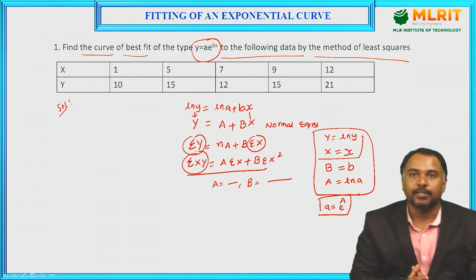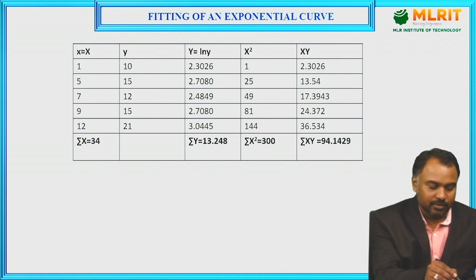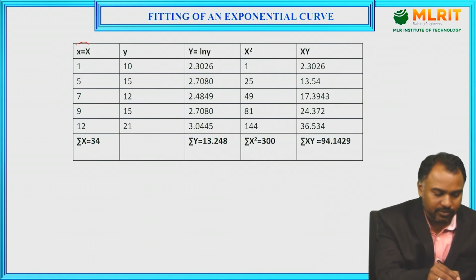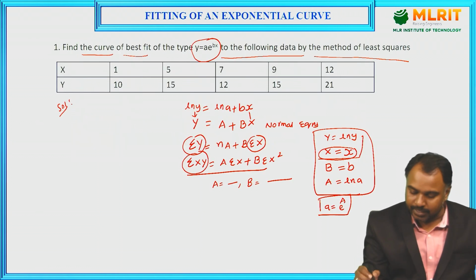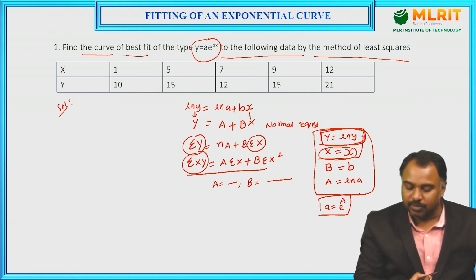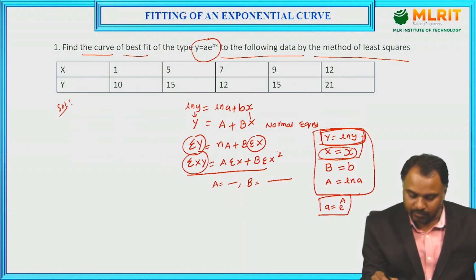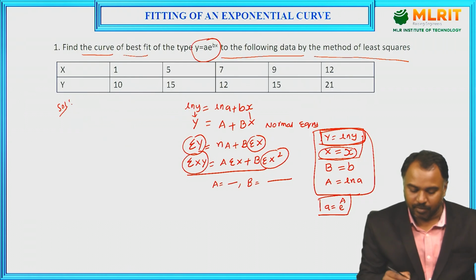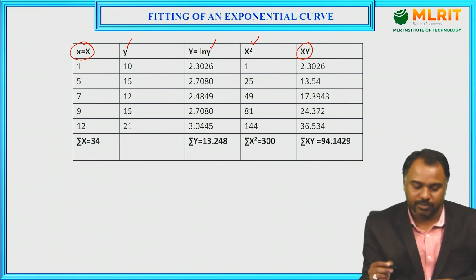We need to find the required summations, so accordingly we construct the table. Look at the table. As I said, small x and capital X are the same, so I am taking that as the first column. Small y is the given data, and capital Y is equal to ln y, so I am taking one more column. The equations have summation x square, so I take another column, x square. The second equation requires summation xy, so I have taken xy.